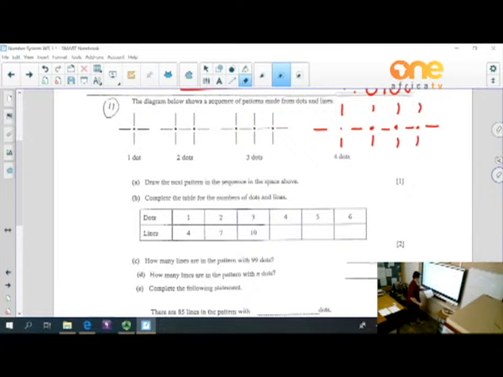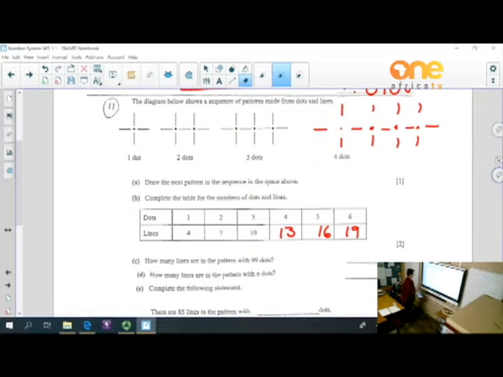There's my shape. Okay, then they say, complete the table for the numbers of dots and lines. So dots we have now, and here we have to find a pattern. And you can see that every time it is 3 more. So this one will be 13, 16, and 19. How many lines are in the pattern with 99 dots? So you have to find that pattern there.